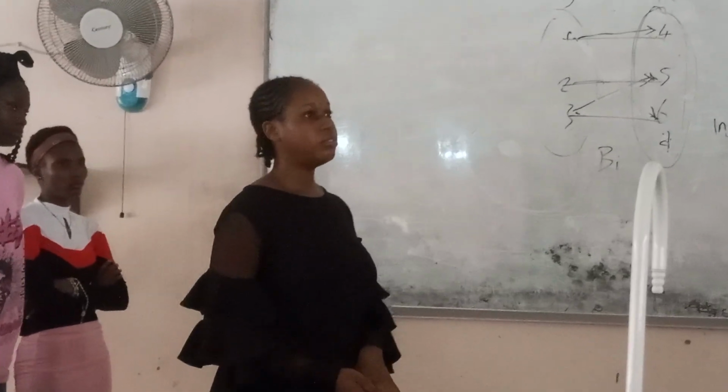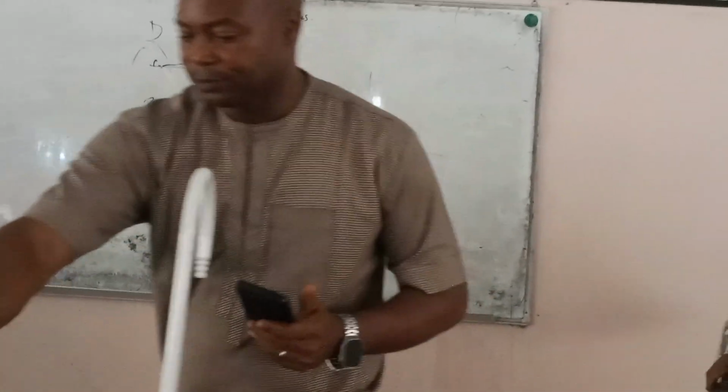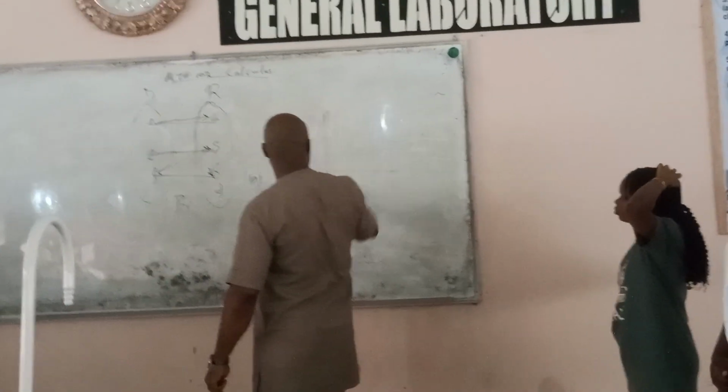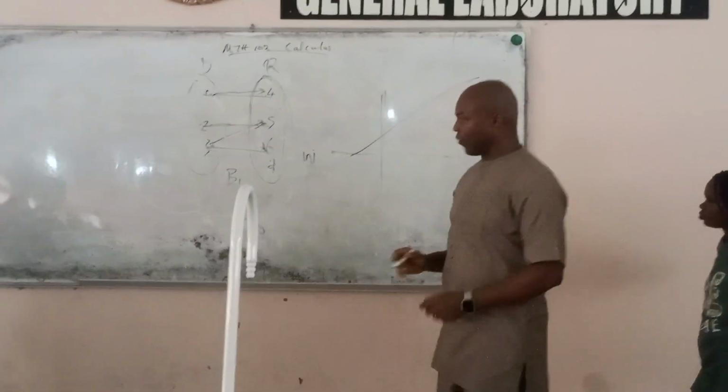Now, if we have a function, after plotting a graph, say we have plotted a graph like this, and the outcome is like this. What kind of function is this? Can you give it a name?